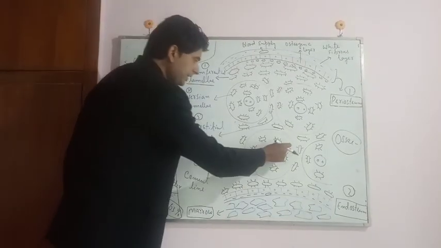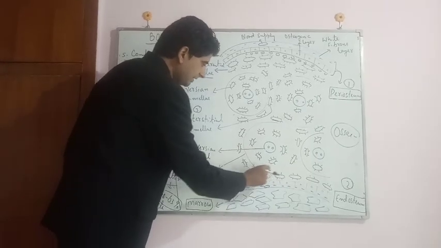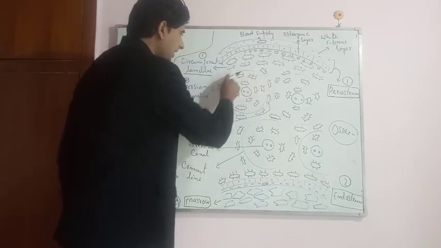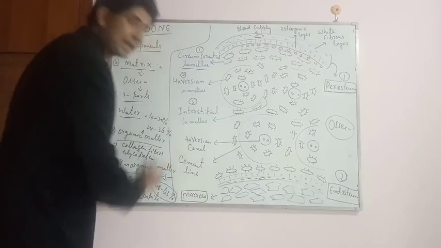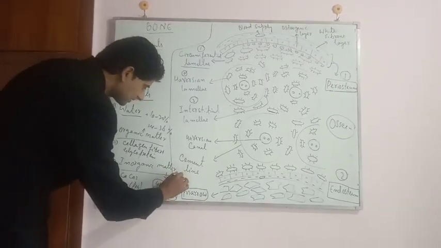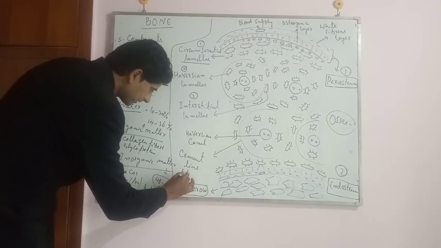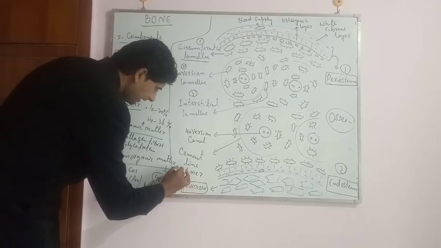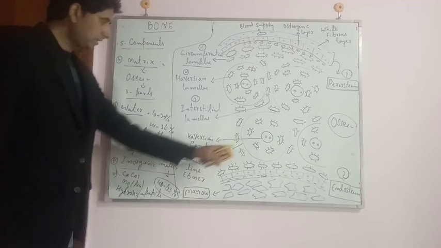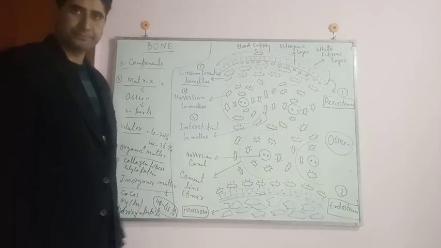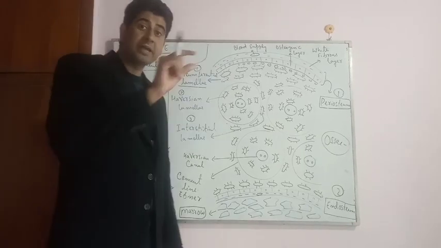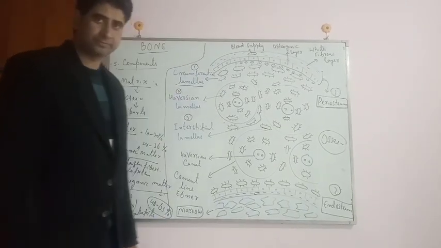But around each Haversian system, there is a line. There is a glycoproteinaceous line. That line we call the Siemert line. And this Siemert line was discovered by a scientist named Ebner. So that is why these lines are called Siemert lines of Ebner, which cover each Haversian system.